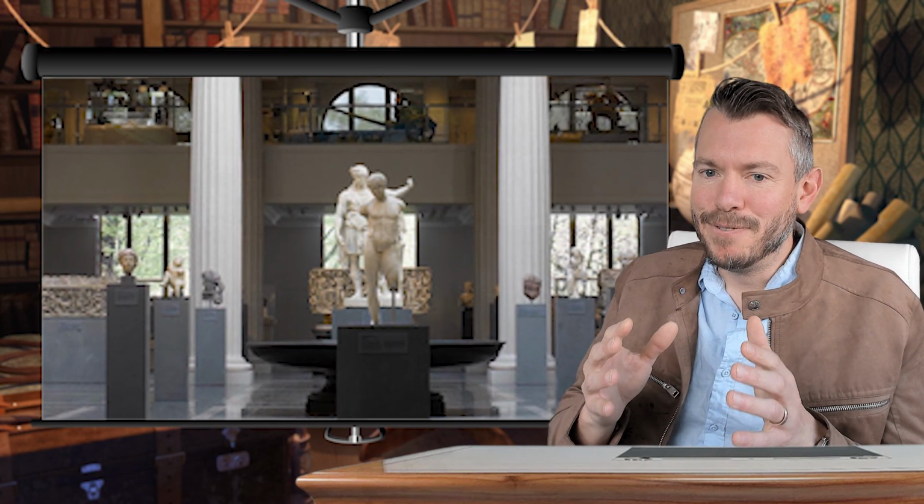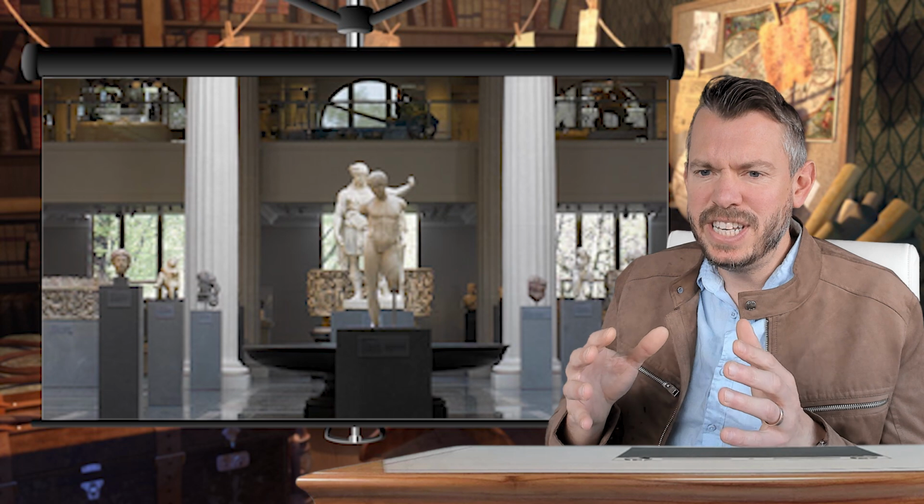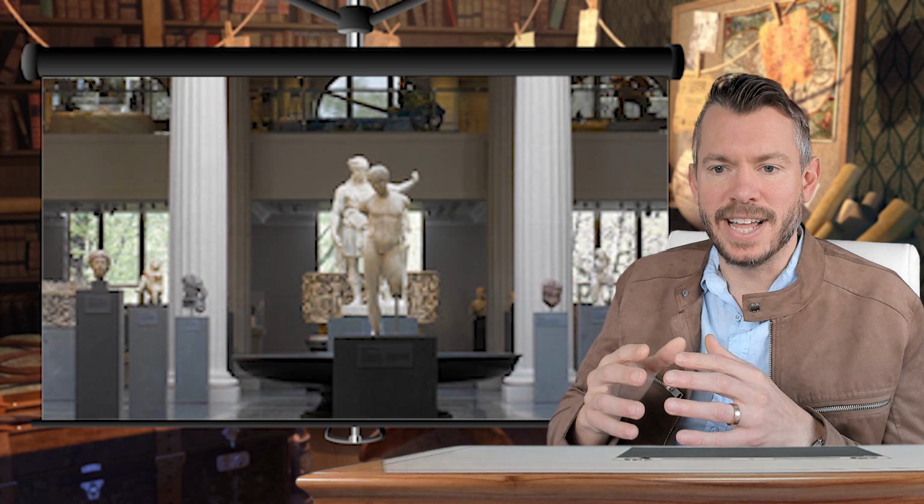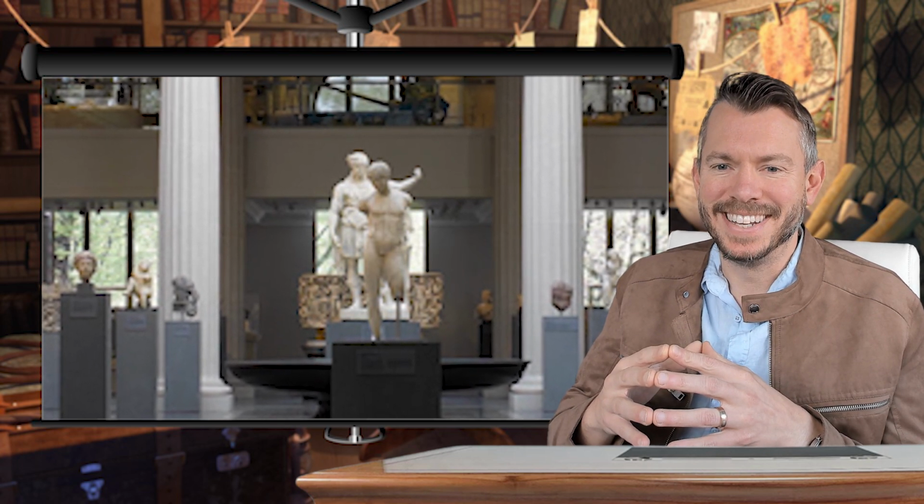Greek sculpture evolved dramatically, moving from kind of stiff and blocky to dynamic and lifelike. And once you know the key clues, you can date any Greek statue like a boss, and maybe even impress your next museum date. So let's go ahead and break it down.